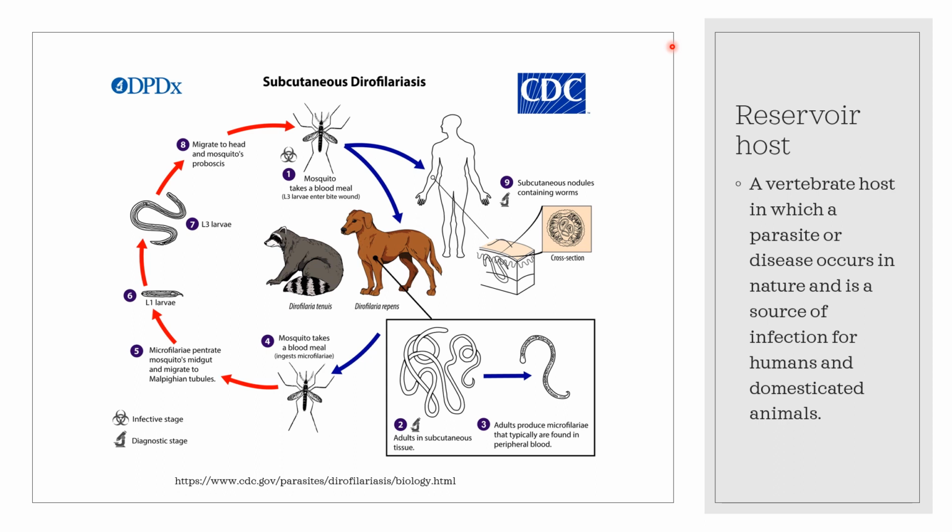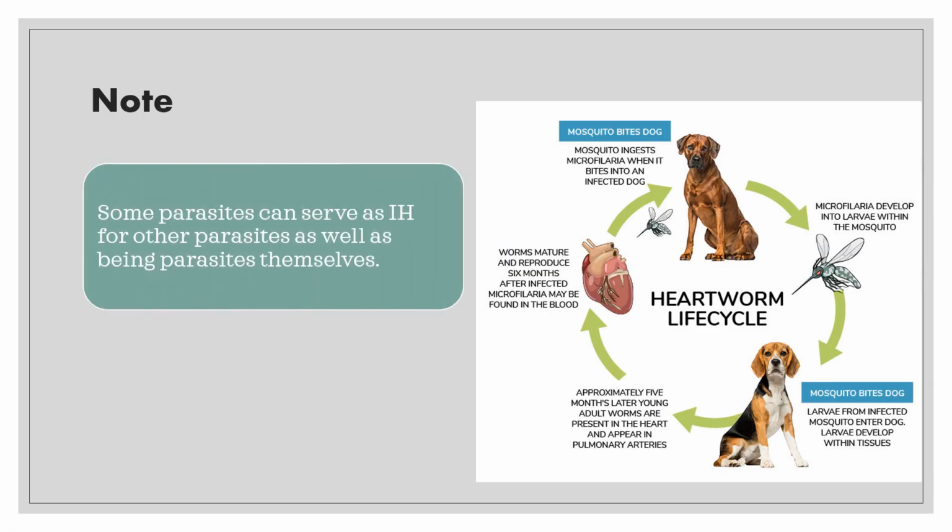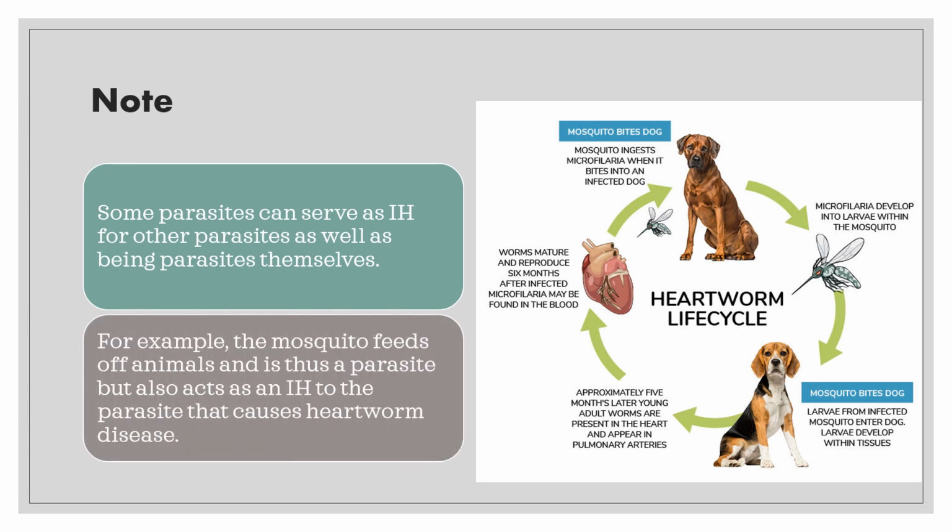So heartworms may develop in the heart of wild wolves and coyotes. Wolves and coyotes may be reservoir hosts for heartworm infection. The infection may be spread from the wolf or coyote to the family pet by the mosquito intermediate host. Note that some parasites can serve as intermediate hosts for other parasites as well as being parasites themselves. So for example, the mosquito feeds off animals and is thus a parasite, but also acts as an intermediate host to the parasite that causes heartworm disease.